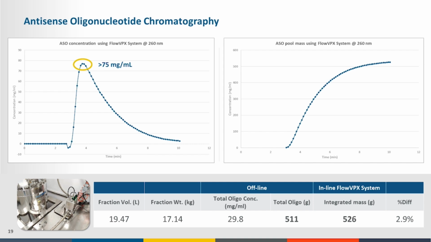In this study, we also took the integrated mass of the pool as it was being collected and compared it to offline measurements. And you can see at the bottom here, the difference is only 2.9%. So rather than taking a sample and measuring it offline, you can do this in real time as the product is being purified.